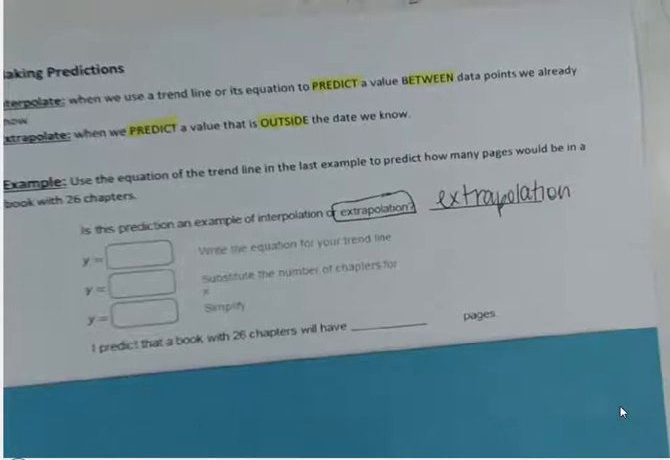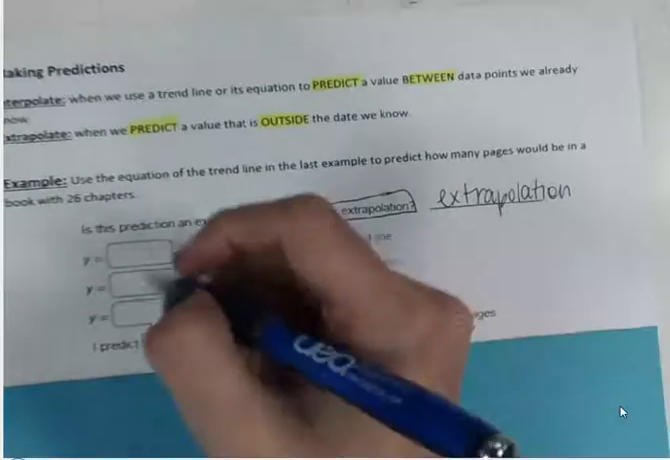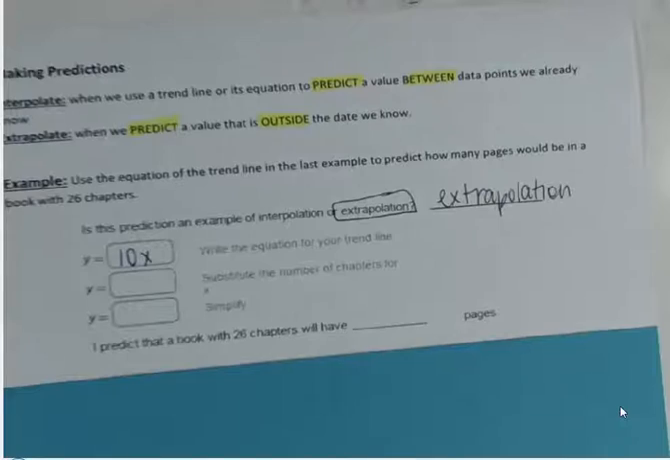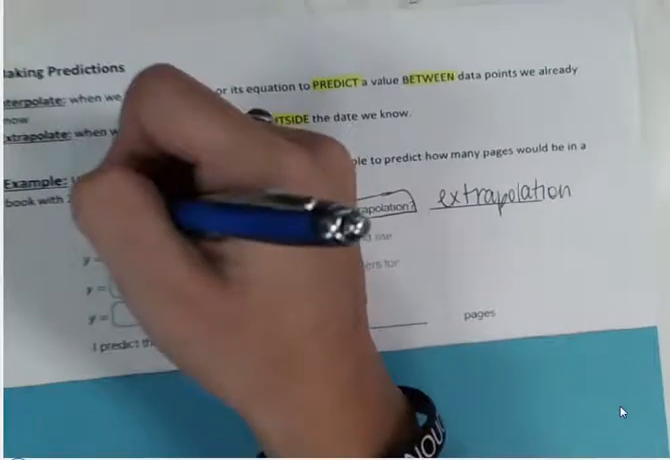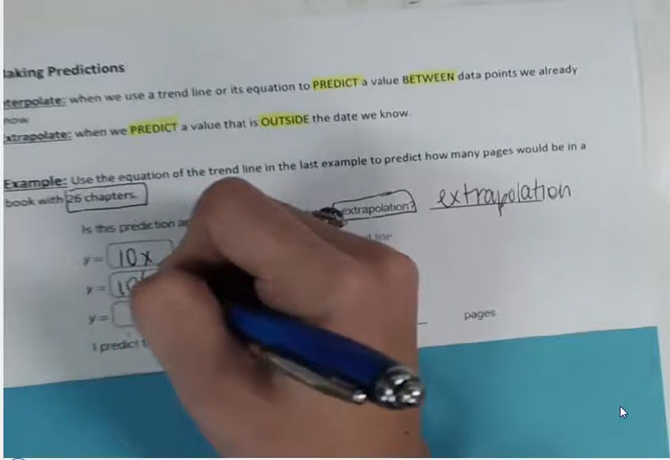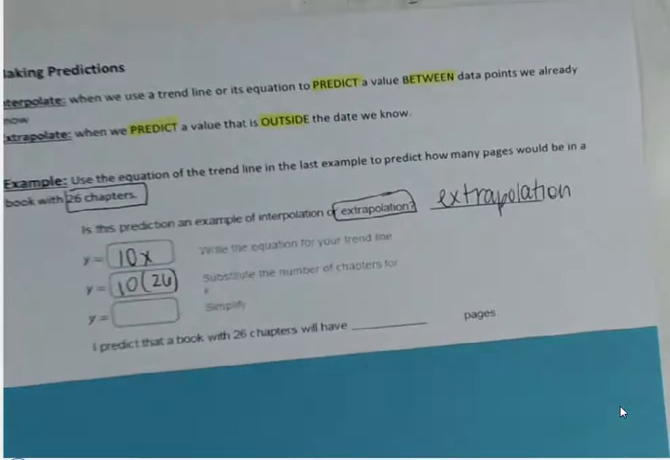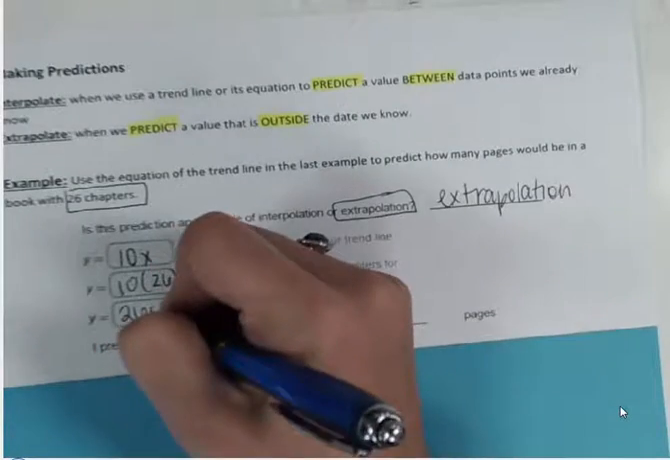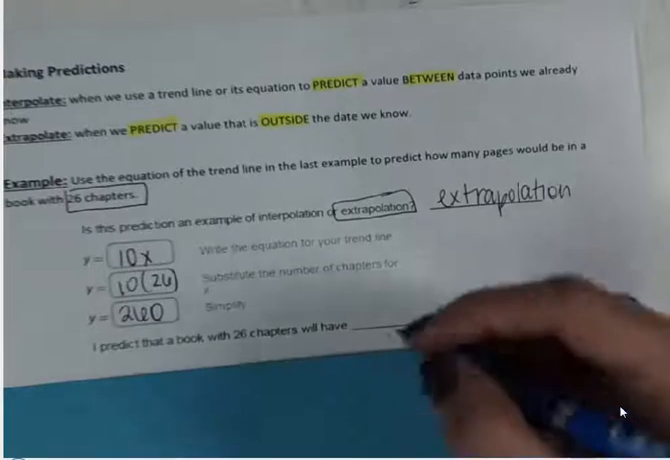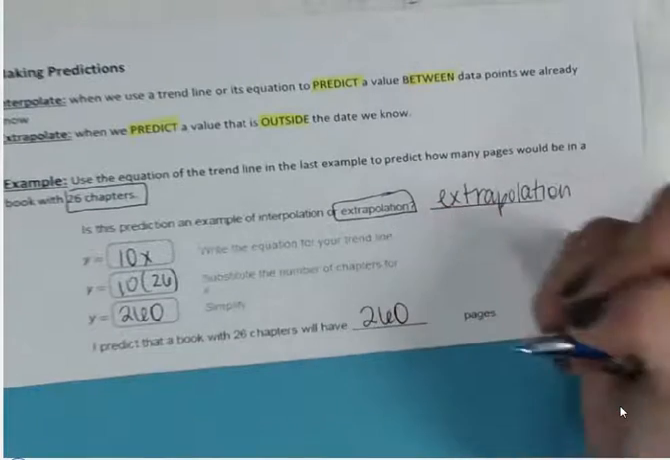Alright, now it says write the equation for your trend line. We found that y was equal to 10x. Now substitute the number of chapters in for x. My number of chapters was 26. So I'm going to substitute 26 in for x. Then I got to simplify. 10 times 26 I know is 260. So I predict that a book with 26 chapters will have 260 pages.